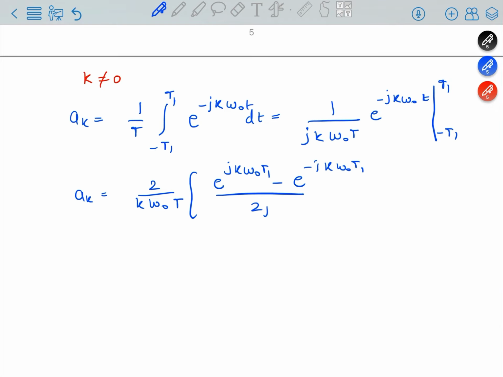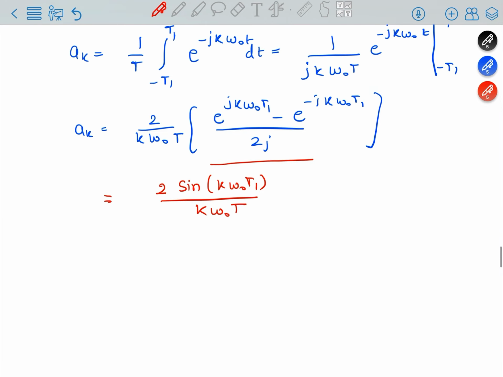This will be divided by 2j. We have done some rearrangement also, so that it will come into a special form. As you can easily see, this is the form for the sine function. So what we will get finally by rearranging is 2 sin(k omega naught t1) by k omega naught. This value came just because we have replaced (e raised to the power jk omega naught t1 minus e raised to the power minus jk omega naught t1) by 2j with the sine of that function.